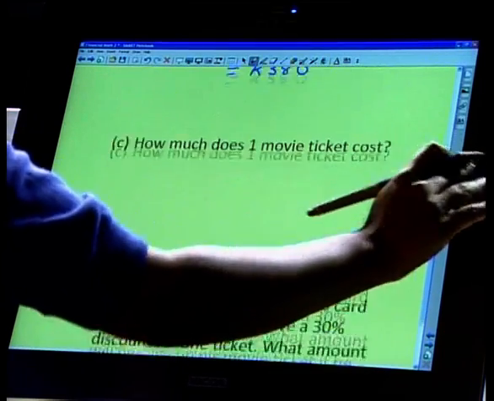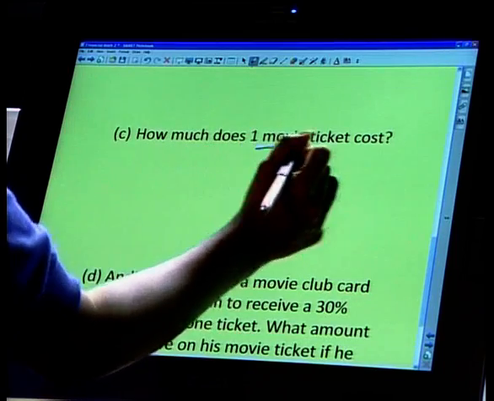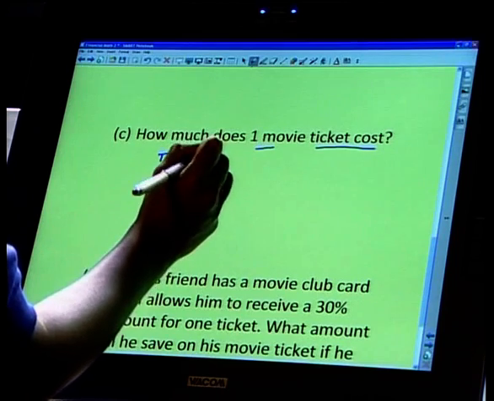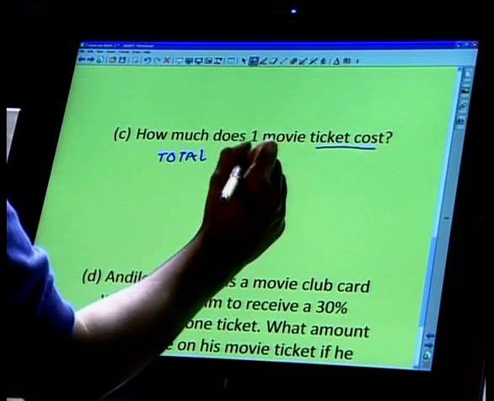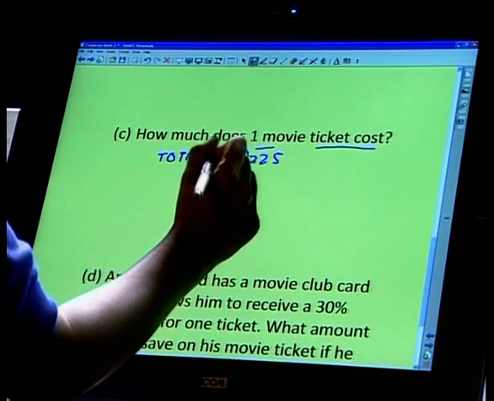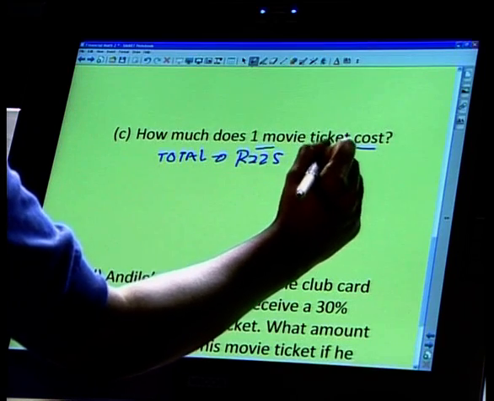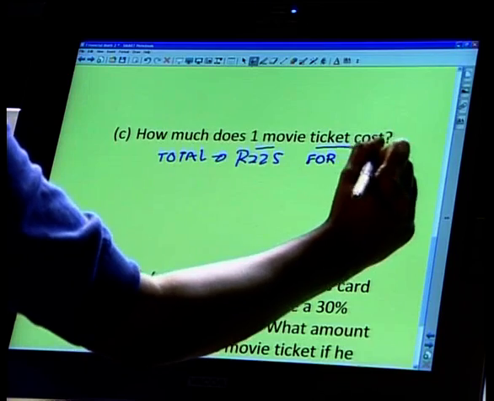The next part, how much does one movie ticket cost? Well, we know in total they pay 225 Rand for all of the tickets. So it's 225 Rand for 5 of them, for 5 people.